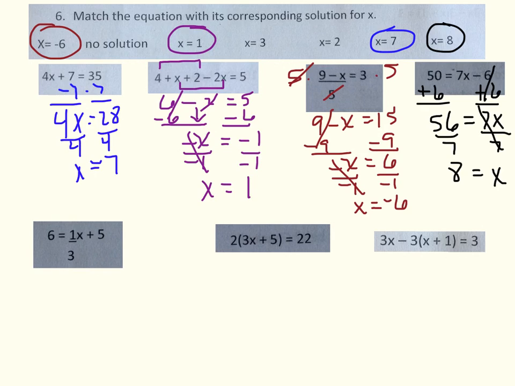So now we're down to 3 answers and 3 problems. So let's go ahead and finish the rest of these. Let's pick a different color here. Let's pick a bright red, or let's pick the green.